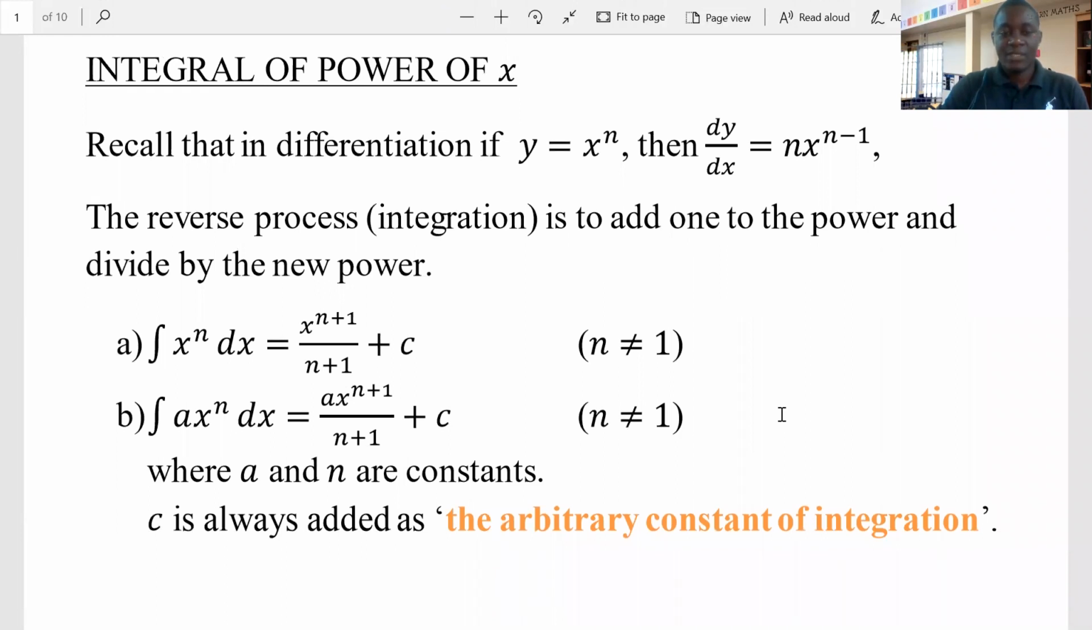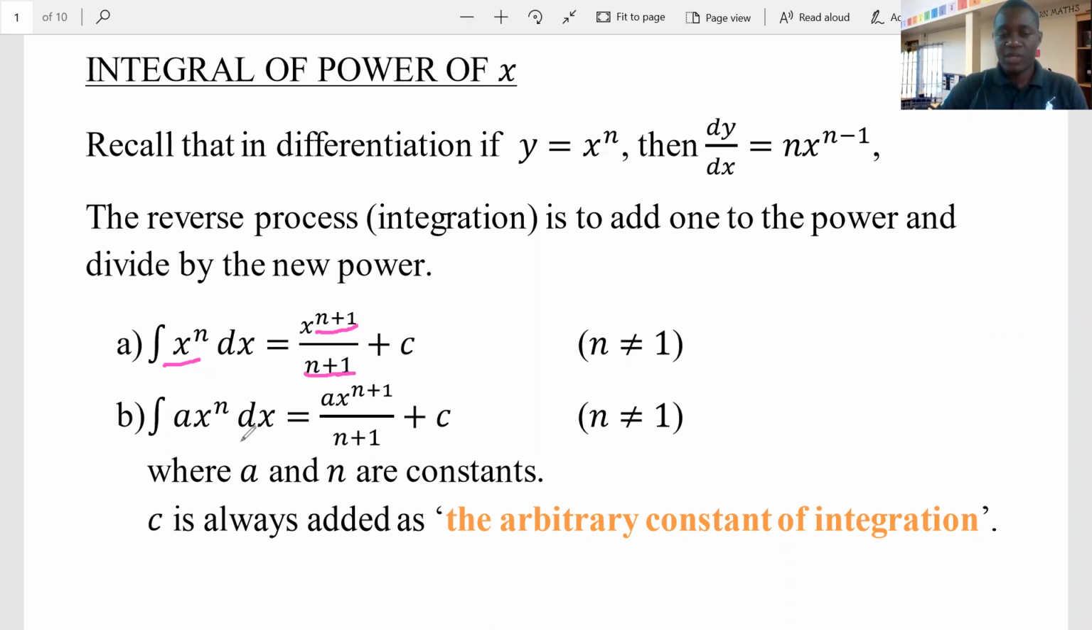We have that the integral of a function x to the power of n, as we have here, will give us x to the power of n plus 1. That is, we're going to add 1 to the power of x, and then the new power, which is n plus 1, will divide the entire function. So we divide by n plus 1.